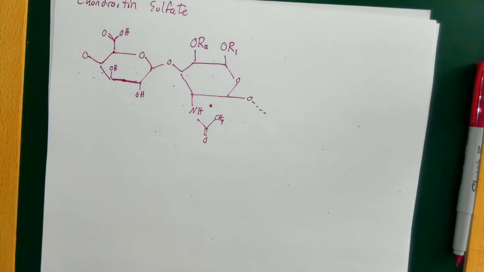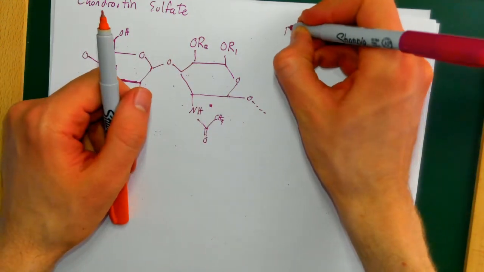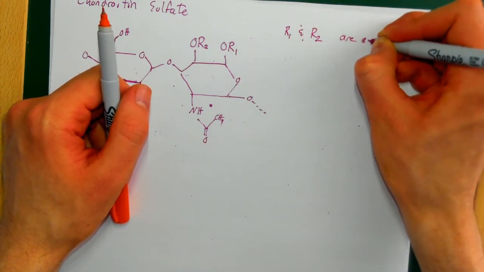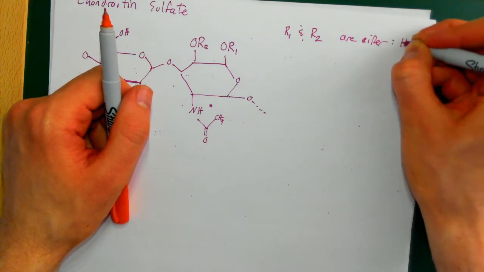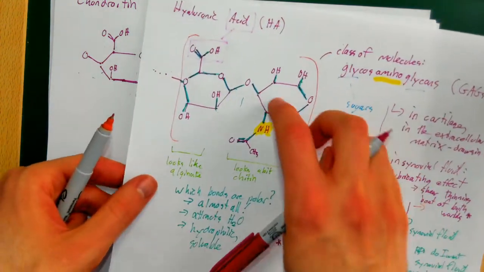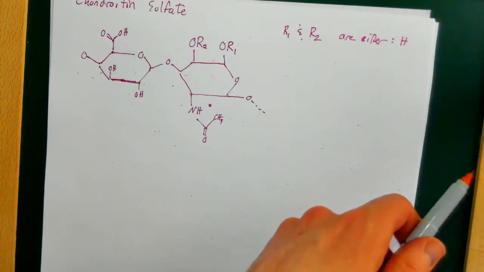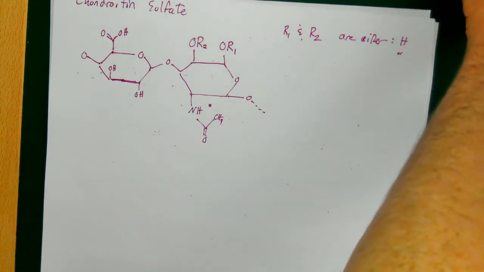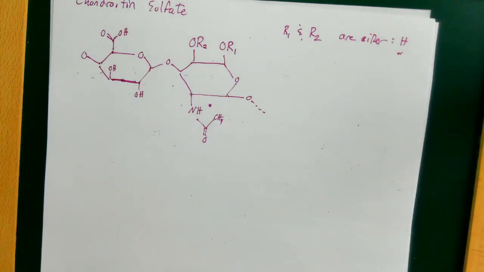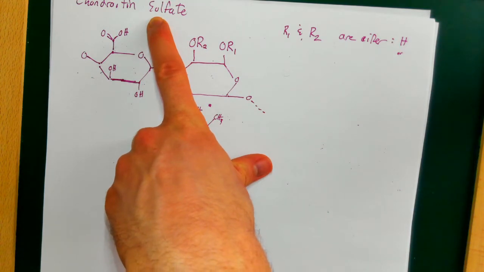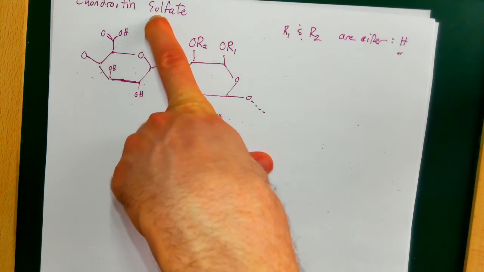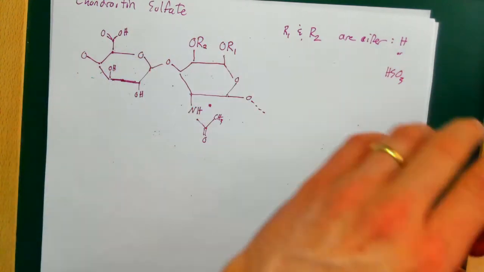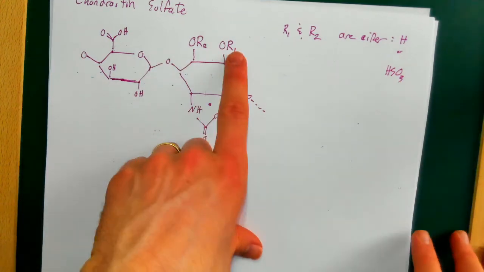And what's the deal here? So R1 and R2 are either H, and I guess if they were both H, it would look pretty much the same as hyaluronic acid, or they can be a sulfate. They can basically be a sulfate group, hence chondroitin sulfate. So what would that look like? They can be HSO3.